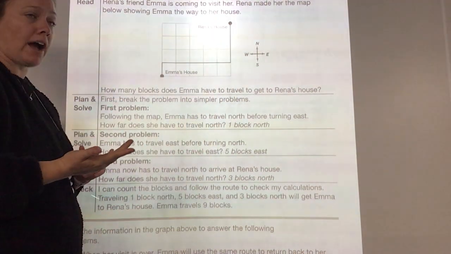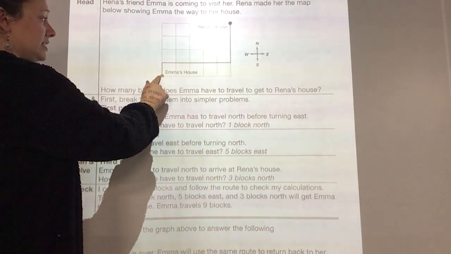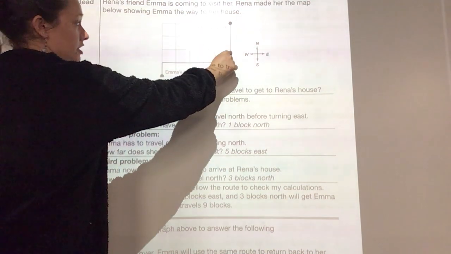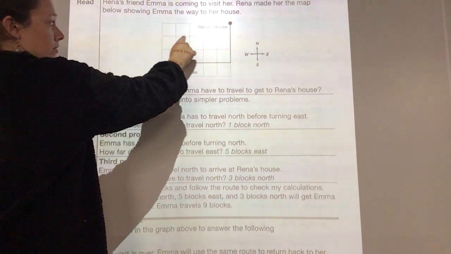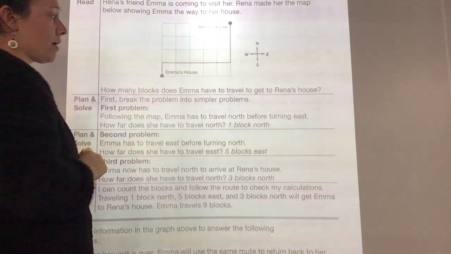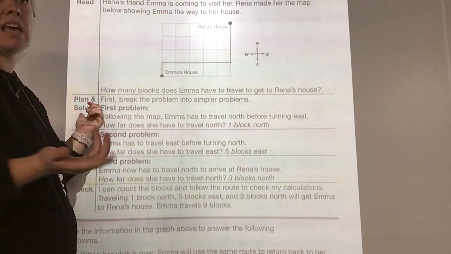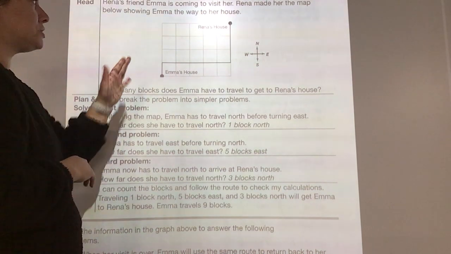Is that the only route you could have taken to get to Raina's house? No, she could have, instead of turning here, kept going straight, then turned and gone up. She could have even gone up one more road, but that might not have been the easiest way. Maybe this was the fastest way. Maybe this is the way they had the bike path that was safe for her to take. Okay? All right, so let's count from Emma's house to Raina's house.